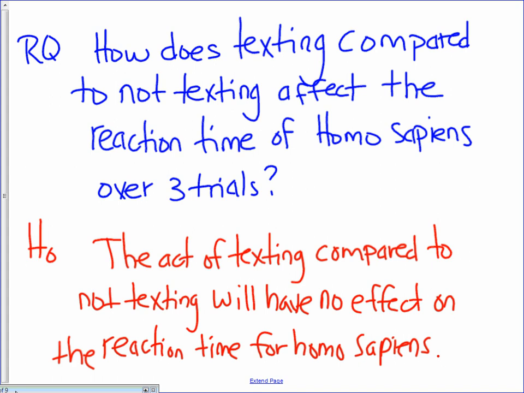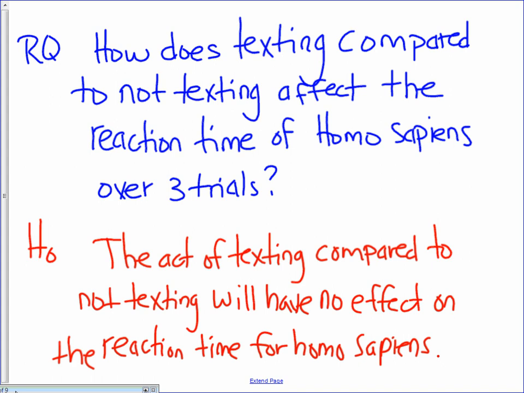Our null hypothesis is the act of texting compared to not texting will have no effect on the reaction time for Homo sapiens. And of course, we are going to try to reject that hypothesis, and we will use the t-test to help determine whether we can reject or fail to reject the hypotheses.